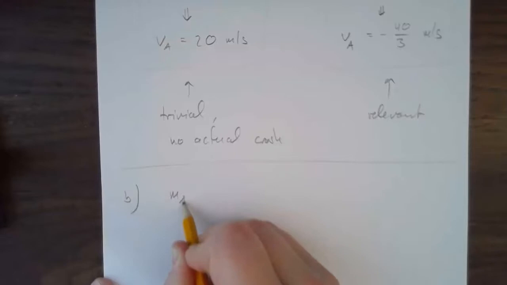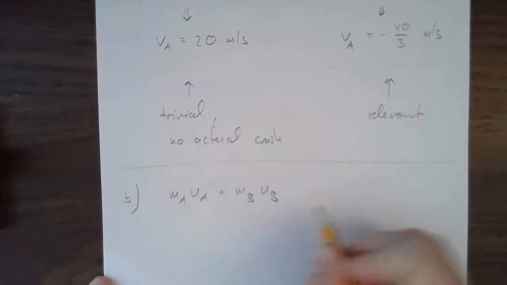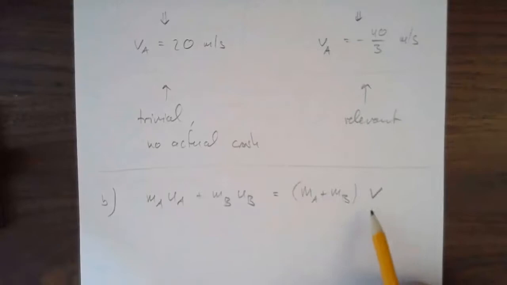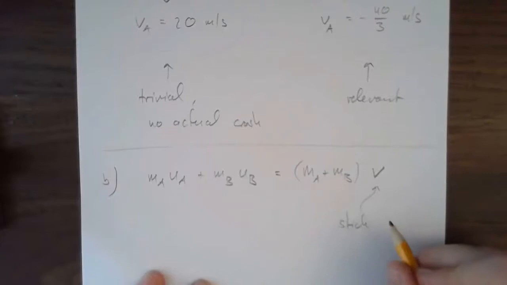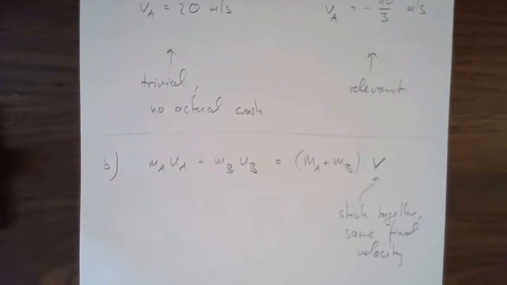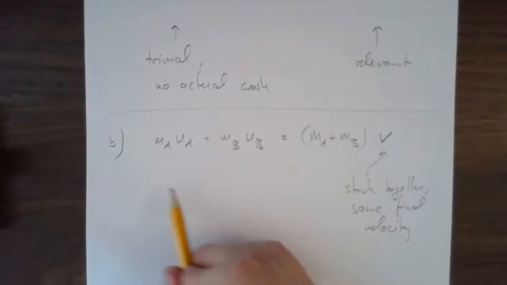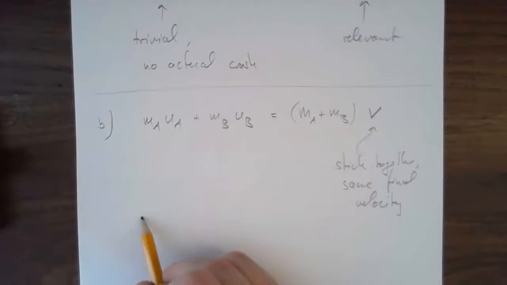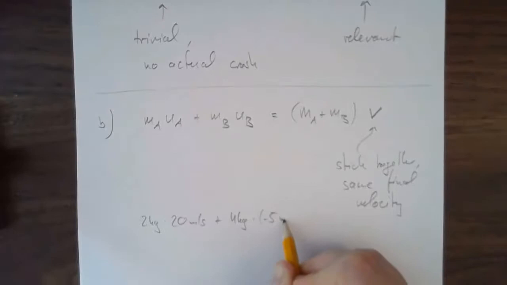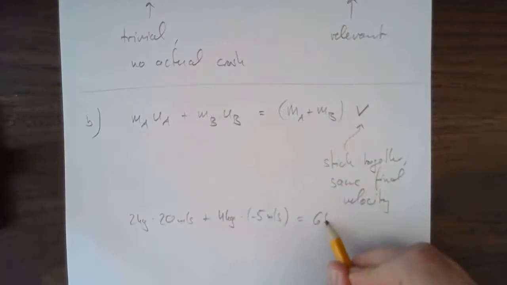MA UA plus MB UB, so the initial momenta added up, is equal to, well, now I can write it like this. I can add up the masses and multiply by just one final velocity, because they stick together, so the same final velocity. So this is much easier to solve. In fact, I solved this one before. Let's just go through it. So here, left-hand side I solved before: we had 2 kilograms times 20 meters per second plus 4 kilograms times minus 5 meters per second is equal to, sum them up, 6 kilograms times V. Unknown V.